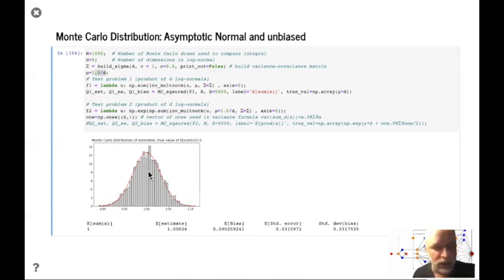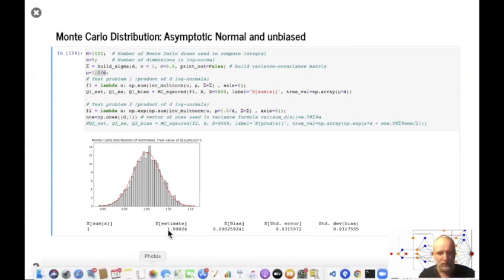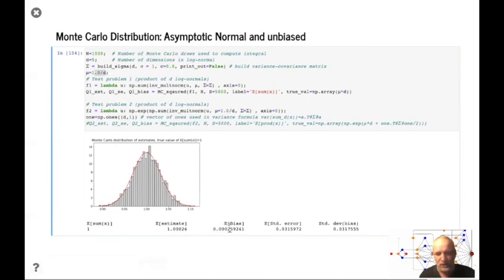And it does look like a normal. I didn't do the test, but this means two times the standard deviation on either side is a very good 95% confidence interval. You got the average estimate, and you got the average bias being 0. So that all looks good.